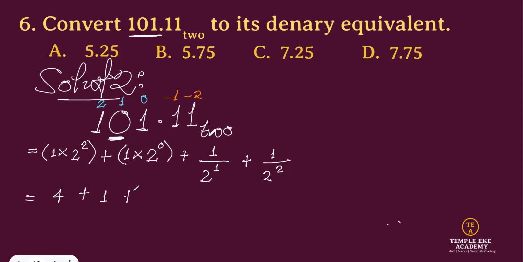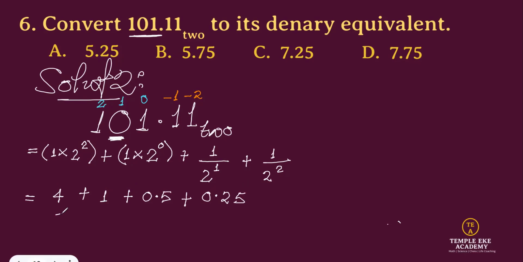Now plus 2 to the power 1 here is 2. And 1 divided by 2, 1 over 2, gives us 0.5. Finally, 2 squared is 4. And 1 divided by 4 in decimal is 0.25. We've done this because the answers provided are all in decimal forms.